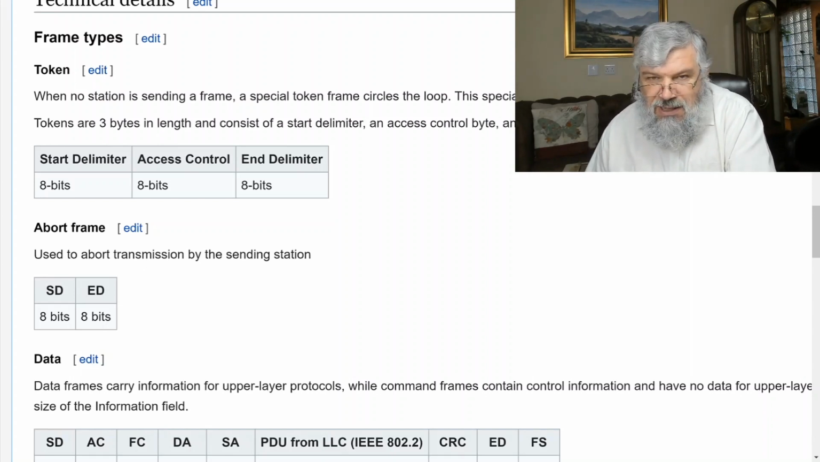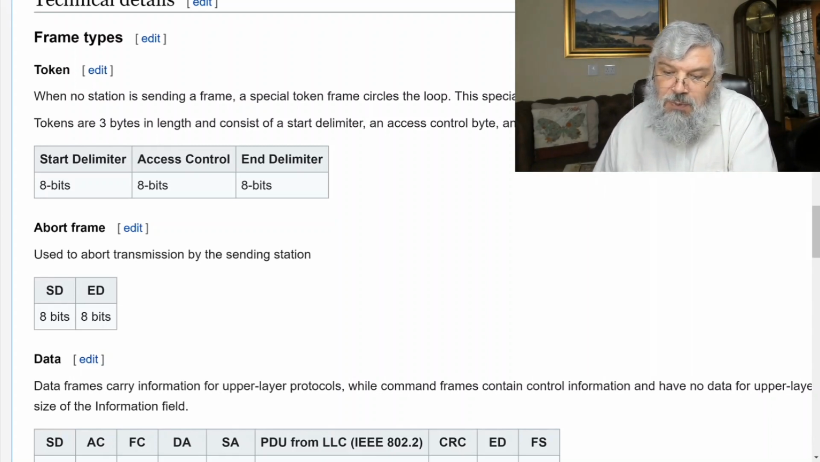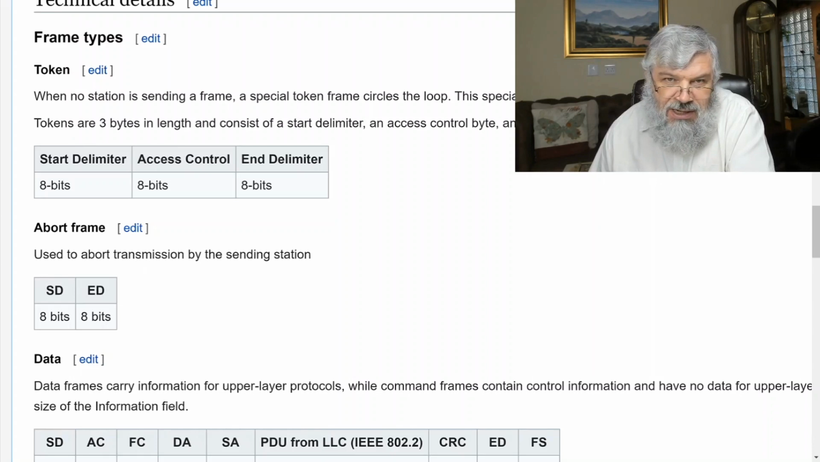What you will see on this page is that there are a number of frames that are in use. For example, the very first one that is listed, more or less at the top of the screen, is a token. So a token is a special type of frame, and you can see that it consists of a start delimiter, some access control bits, and an end delimiter. How those access control bits work are not important for our purposes right now.